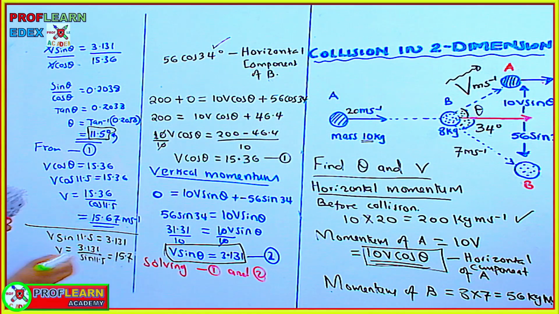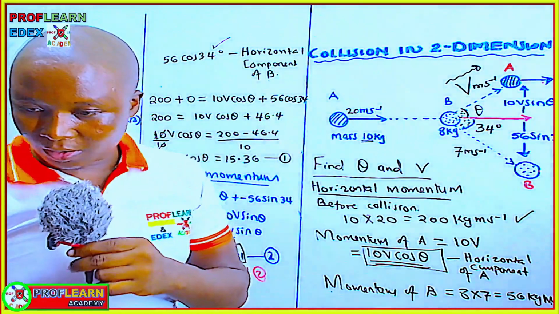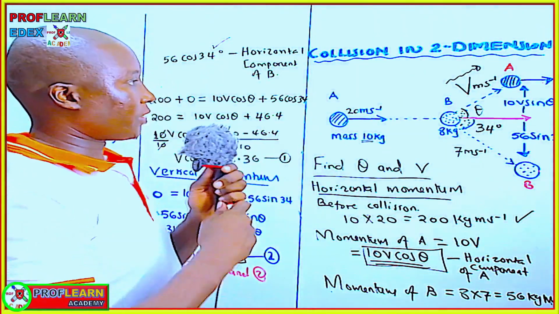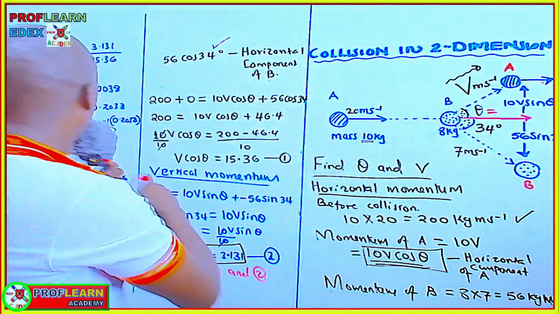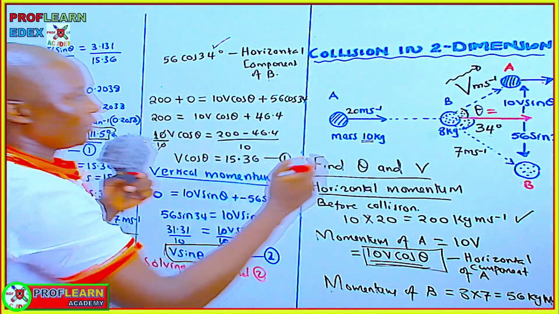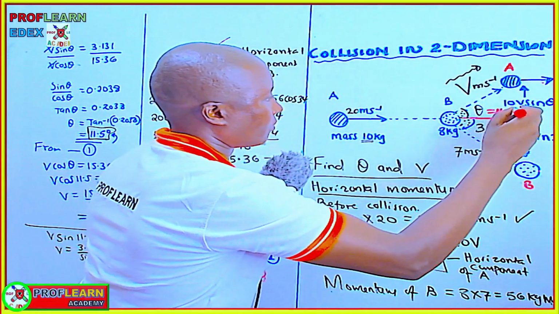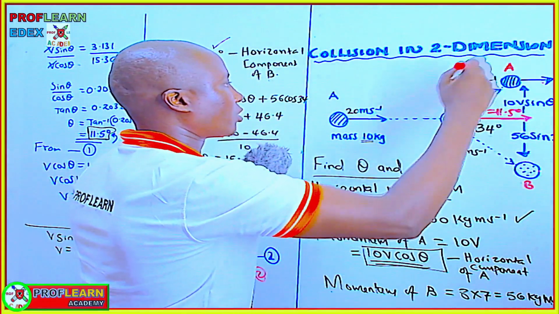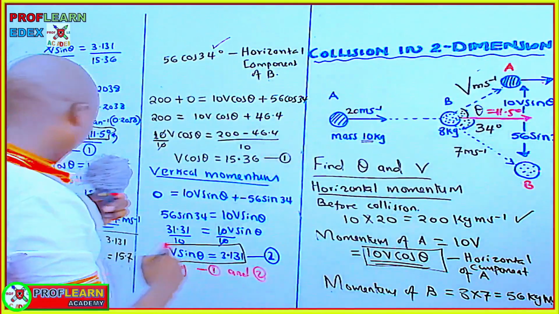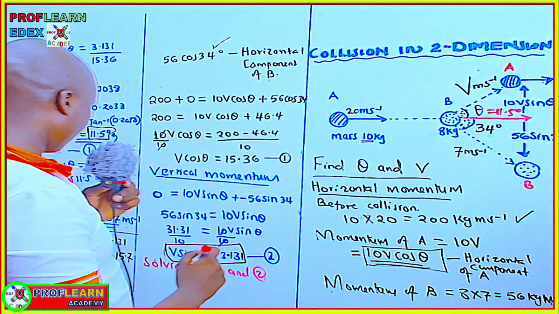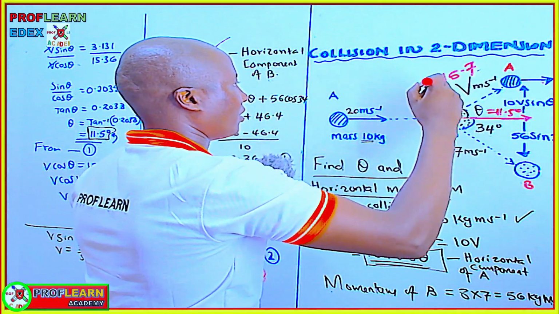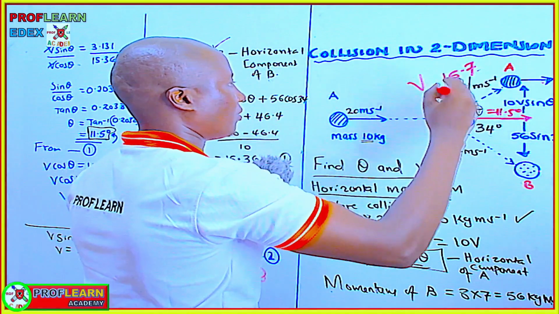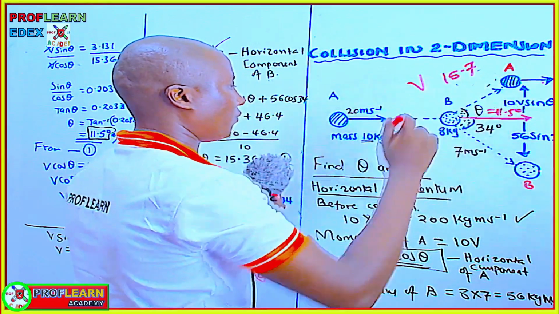So we can see now, after using the principle of conservation of momentum, we have gotten this angle is 11.5, and the speed at which this object moved in that direction is 15.7 meters per second. That is our value of v.